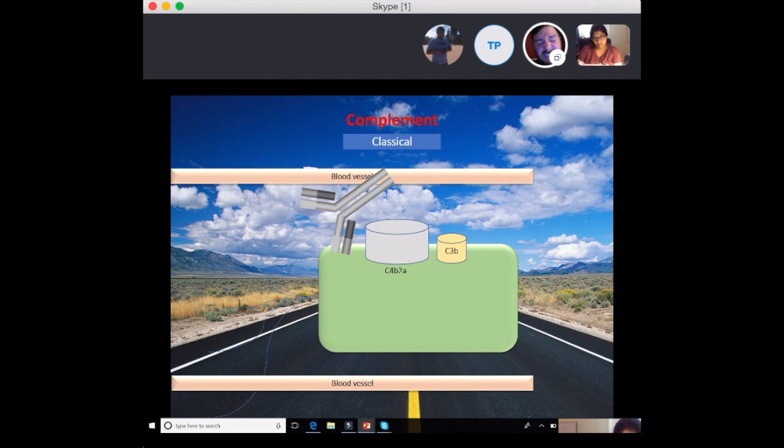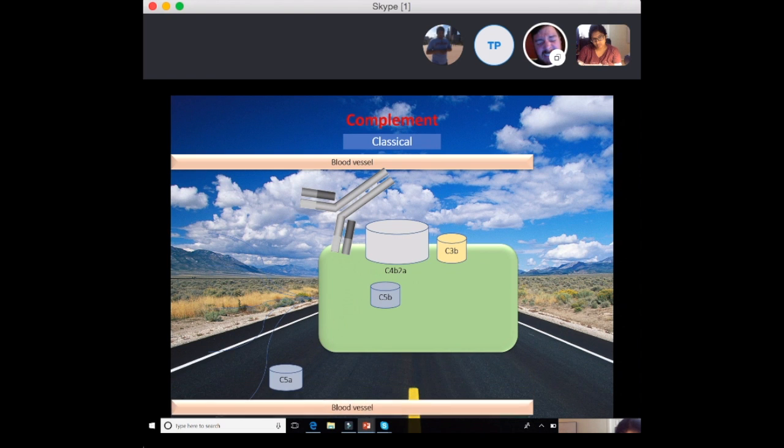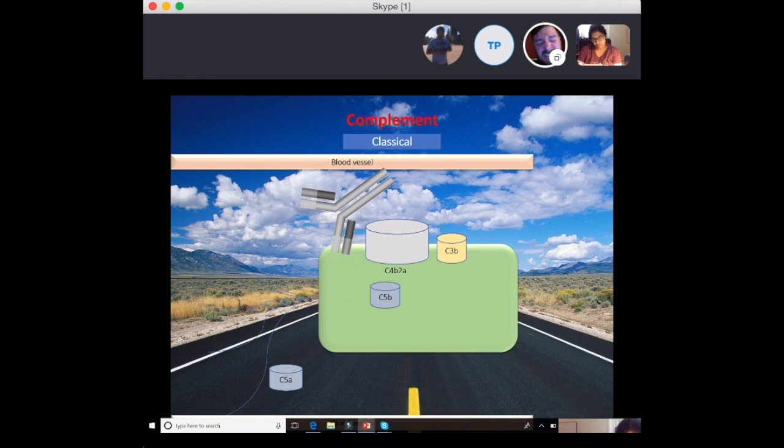And C3a is responsible for vasodilation. Then we've got C5 that comes around, splits off, and C5a is also an important vasodilator in the complement pathway. And like we mentioned earlier, C5a is important for what? Neutrophil chemotaxis. Boom, neutrophil chemotaxis. All those little guys coming in.